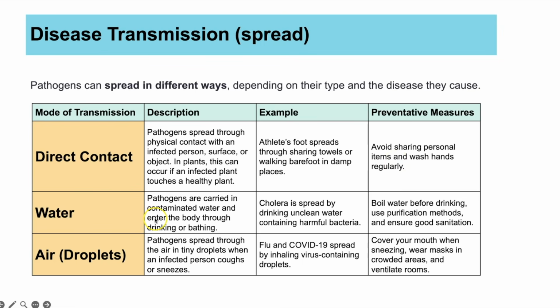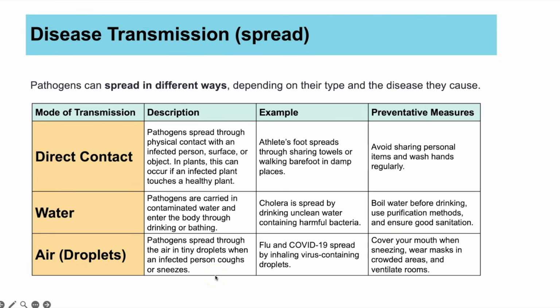Water is when the pathogen is carried in contaminated water. That would enter your body through drinking, or through bathing, and if you had a cut in your skin, it might be able to enter that way. Cholera is an example, and that is spread through drinking unclean water. To prevent this, there are strategies such as boiling water before drinking it, or using purification methods and ensuring good hygiene and sanitation. Lastly, we've got the air droplets.